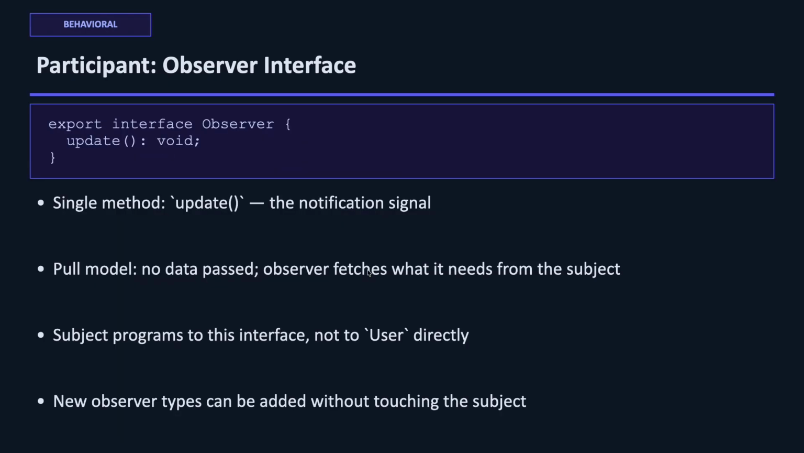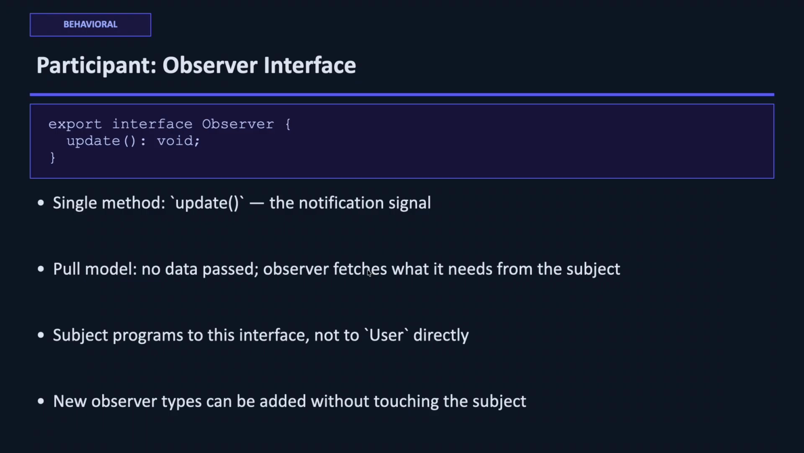Let's look at the observer interface first. This is just the simple update method. One method. It has no parameters. The subject doesn't pass data on notification. It just signals that something has changed. The observer then pulls whatever data it needs from the subject directly. This is a classic pull model. It pushes the signal, it pulls the data.